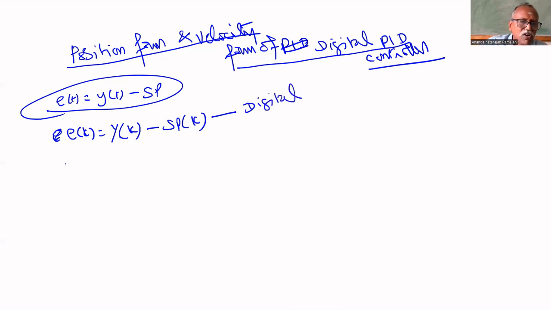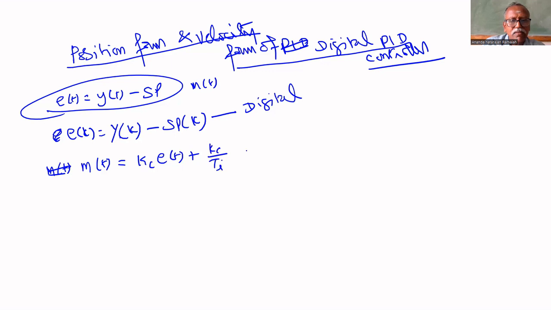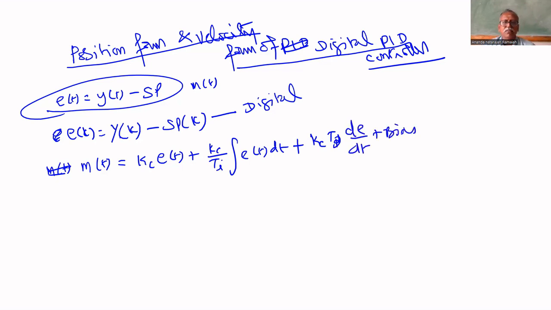Controller output also, in analog we will say M of t, here M of k. Let us write first the analog form. M of t equal to Kc multiplied by E of t plus Kc by Ti integral of E of t dt plus, for PID, Kc Td dE by dt plus bias. So this is the analog controller output. But what is E of k? At the kth sampling instant, the error equals output at the kth sampling instant minus set point at the kth sampling instant. That is E of k.